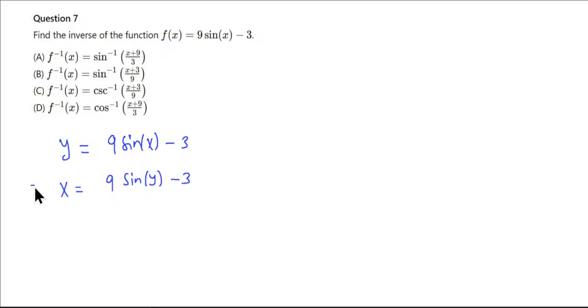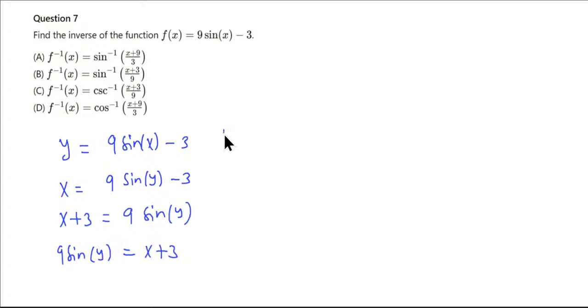And now our job is to isolate this y. So I think I'm going to add 3 to both sides. If I do that, I will have x plus 3 is equal to 9 sine y. If I have 9 sine y, I want to isolate y, right? So let's flip the equation. Let's put 9 sine y on the left side and x plus 3 on the right side.